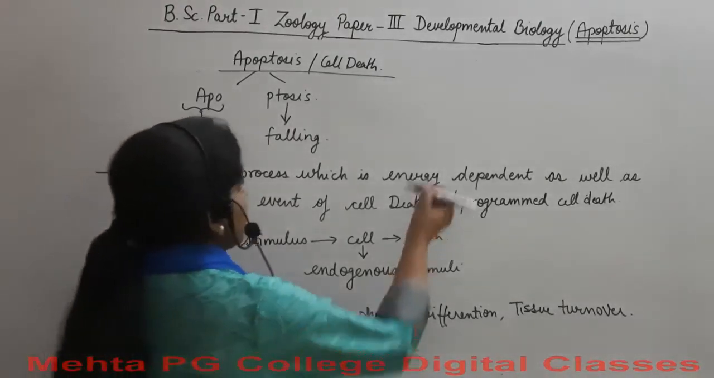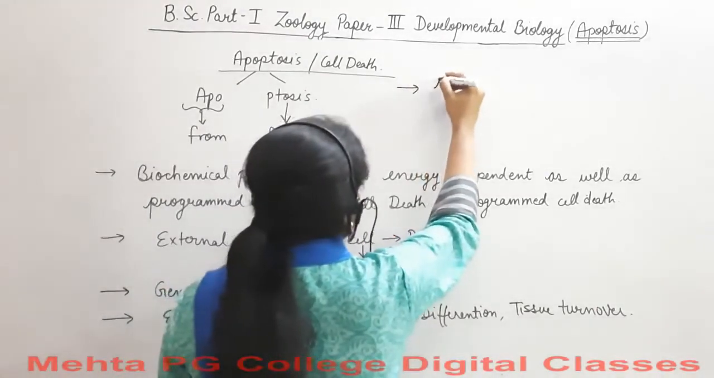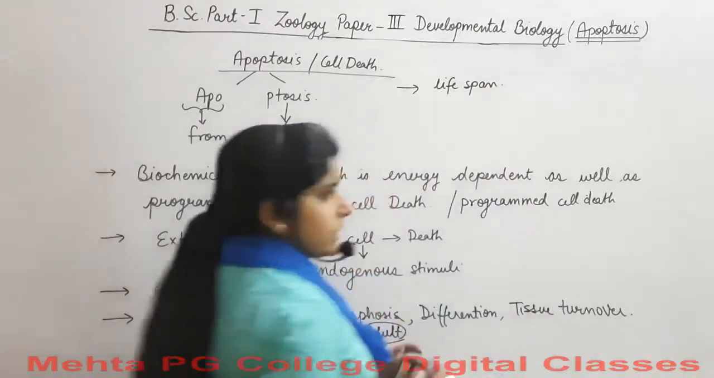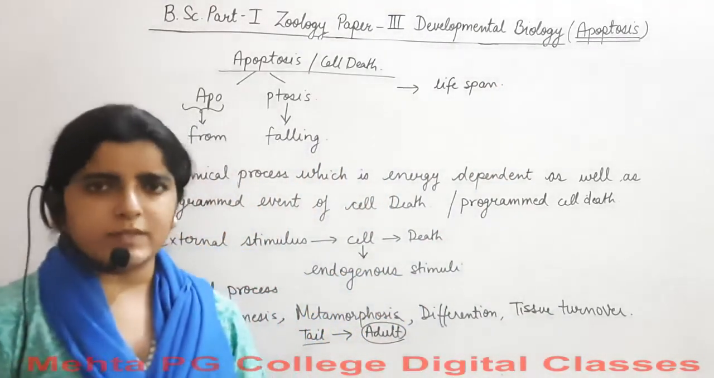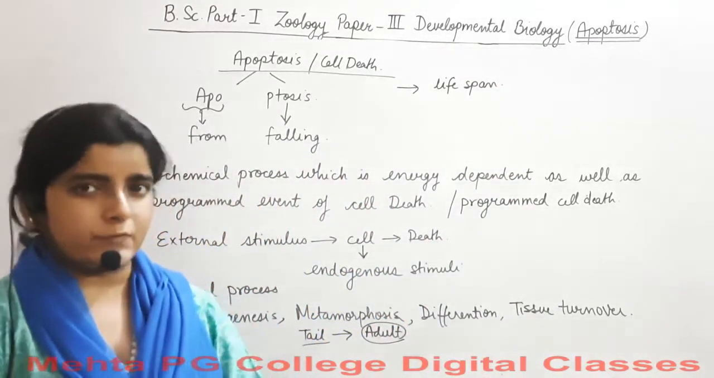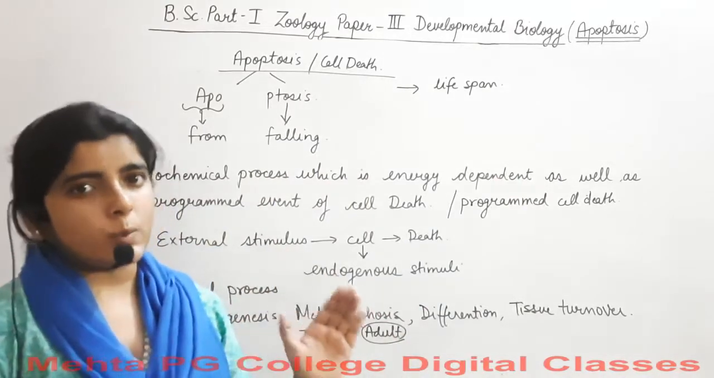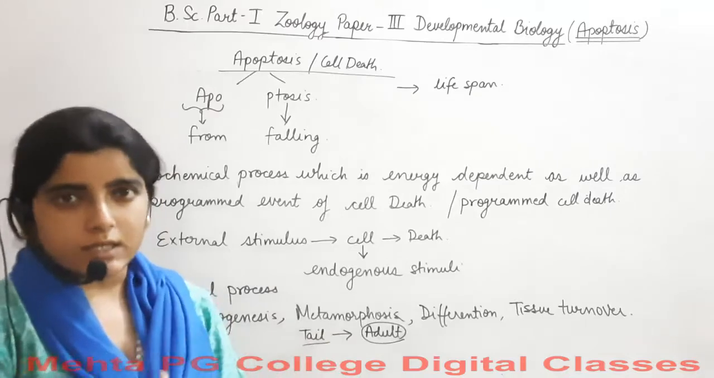Secondly, we can say that every cell has its specified lifespan, right? Like if we talk about RBC, it has a 120 day lifespan, right? It can live up to 120 days only, and then cell death occurs.